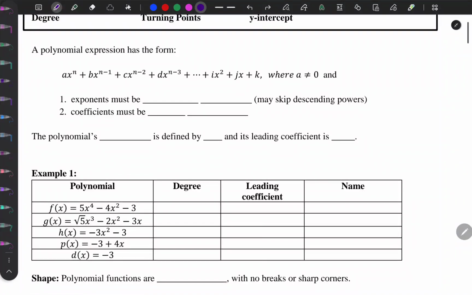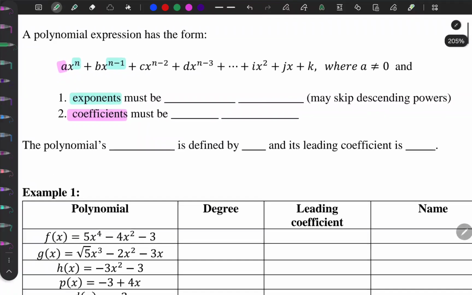A polynomial expression will follow this basic form outlined here, where we have something like a times x to the power of n and multiple terms. The letters in front, a, b, c, d, are our coefficients. The exponents, for example, x to the power of n, x to the power of n minus 1, are usually written in descending form, but it may not include every power. So for example, if we have x to the power of 4, it might jump down to the x to the power of 2 without having x to the power of 3.